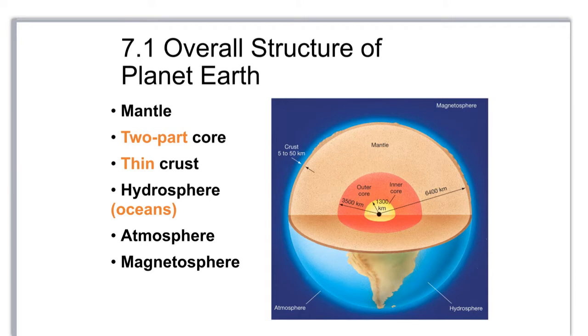Now the atmosphere, which clings around the surface of the Earth, is made up of a series of gases, primarily nitrogen and oxygen, but also some trace amounts of things like carbon dioxide as well. And then you have the hydrosphere, which is basically the Earth's oceans. It's the water part that is mainly on the surface of the Earth.